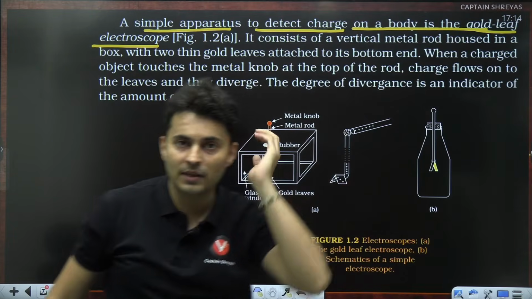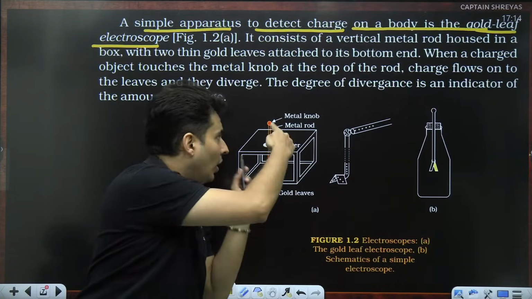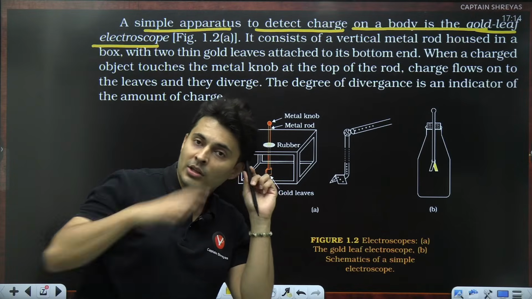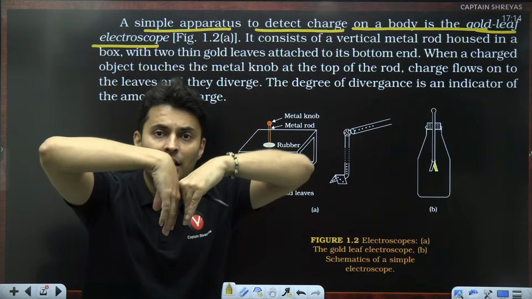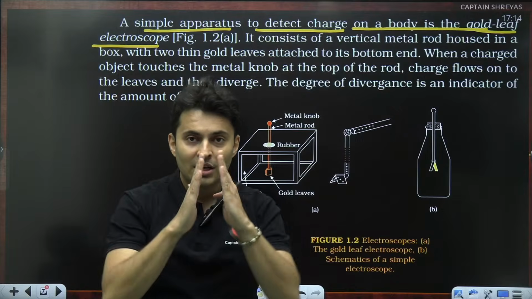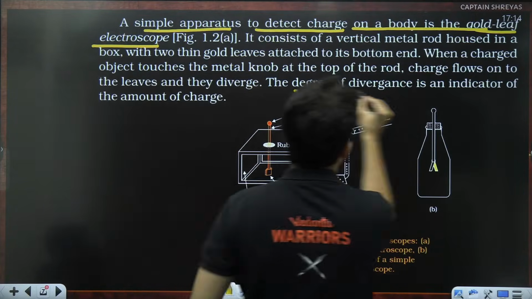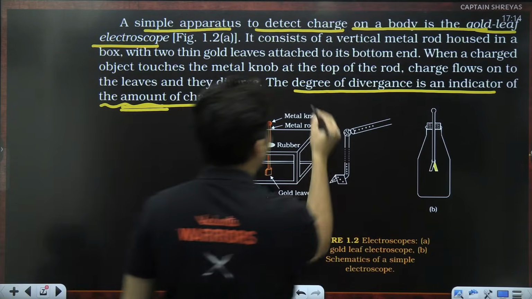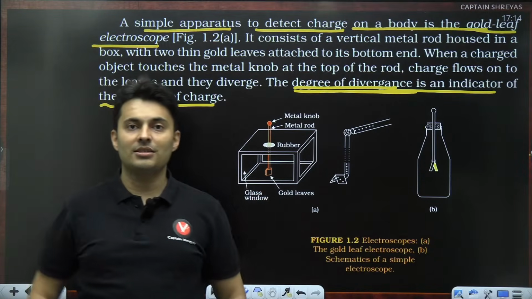Then I call Champa. Hey, Champa, come here. Let's see whether there is a charge on your head. Champa puts her head on the knob. The charges through Champa flow through that rod and enter the leaves till the very end, and the leaves diverge even more. Then Champa is more charged. If the divergence is more, there is more charge on it. So the degree of divergence is an indication of how much charge is there.